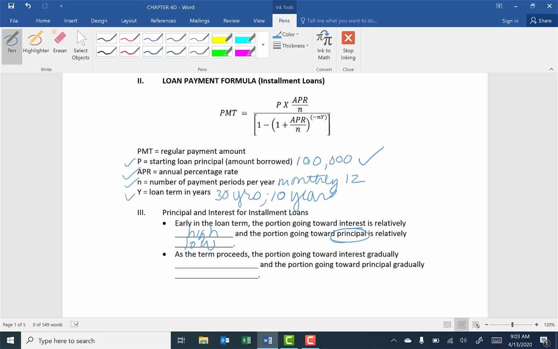Which is why, if you're borrowing for a home, you need to stay there more than 7 years. Because a lot of the money that you're paying is only going to the interest payment. So you're not really paying down your debt.